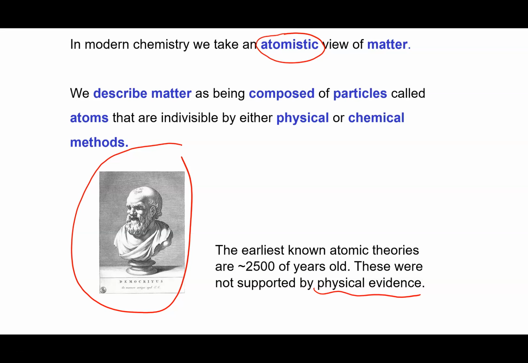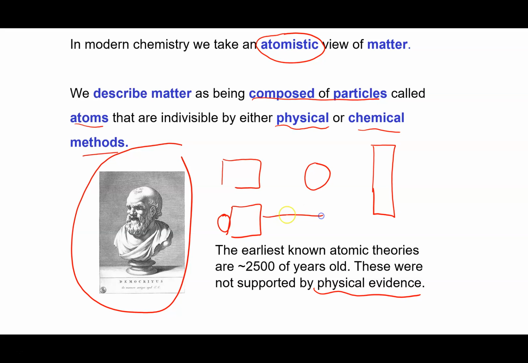So in an atomistic view, we think of matter as being composed of particles that are called atoms, and these particles are indivisible by either physical or chemical methods. What that means is that we have these different atoms, and they have different sizes and shapes, and they're kind of like building blocks. We can put them together in a whole variety of different ways to create all of the samples of matter that we see around us. And when we connect them in different ways, we get different kinds of matter. So that's the general principle, that we have a set of building blocks and we're just going to reorganize how they're connected to one another in different ratios and in different styles and get all of the things that we see around us.